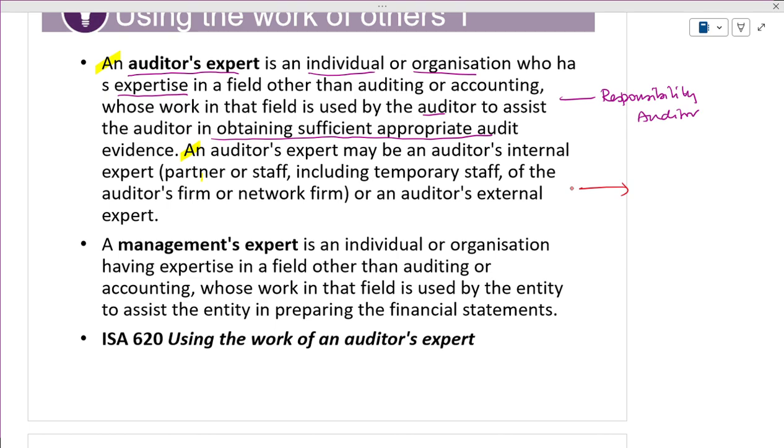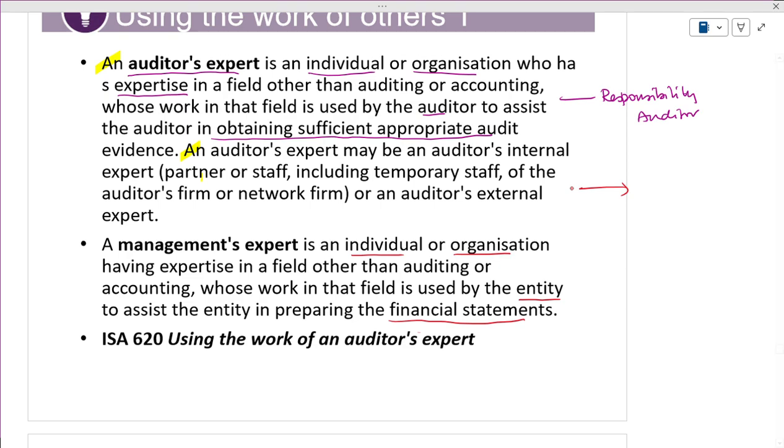A management's expert is an individual or organization with expertise in a field other than accounting or auditing, whose work in that field is used by the entity. There is an auditor's expert and a management's expert. The auditor will use the services of the auditor's expert, whereas the entity will use the services of the management's expert in preparing the financial statements. Two things are there: one is the management's expert, one is the auditor's expert.